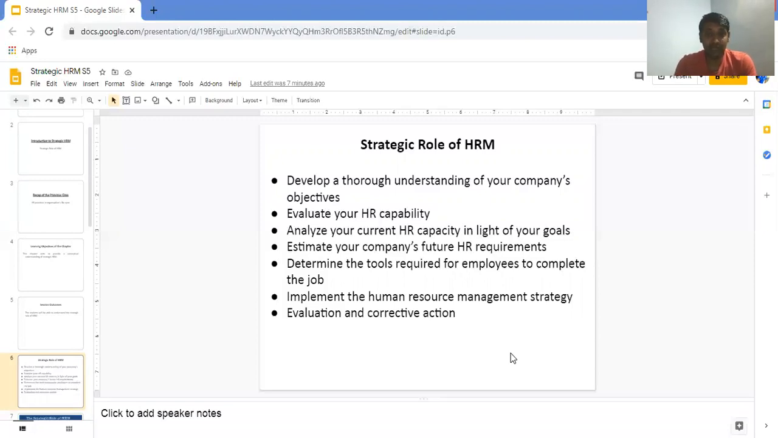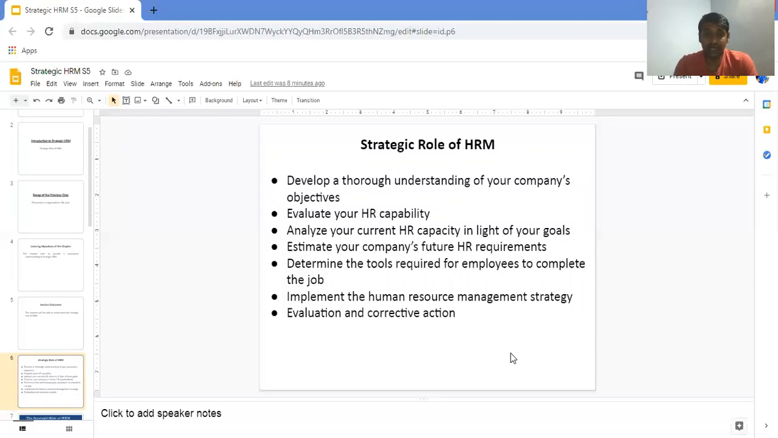The next comes estimate your company's future HR requirements. After analyzing the HR capacity and the workforce, he has to analyze how many future employees would be required. The company's business requirements would be there to satisfy the goals and objectives, and he has to analyze them. So it is also a very important factor which explains the importance or role of the human resource manager in an organization.